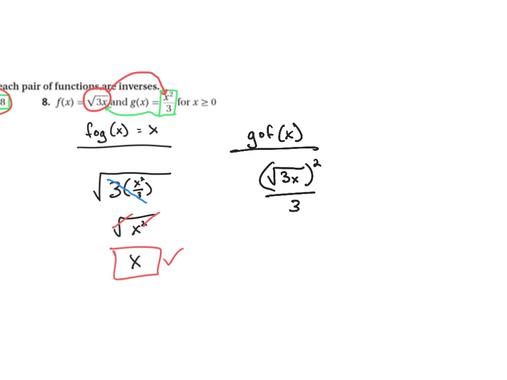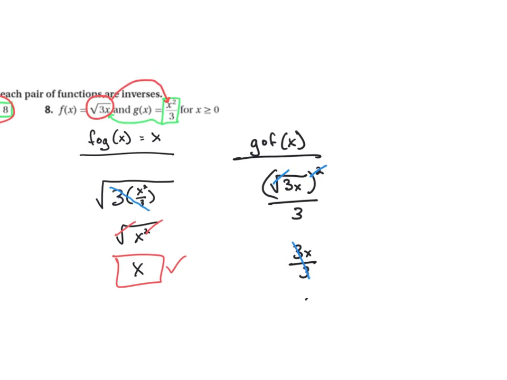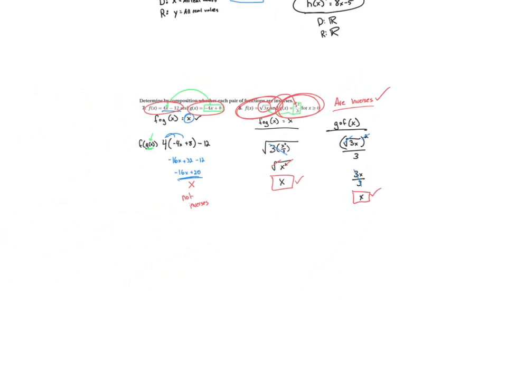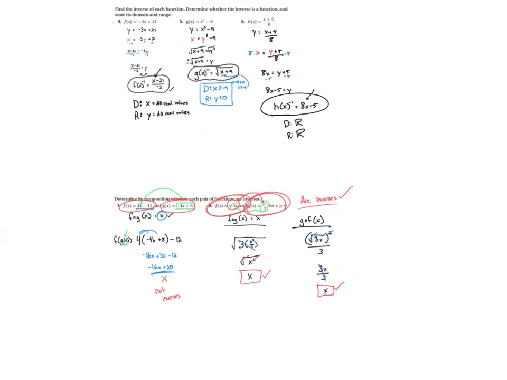Okay, now let's start evaluating. The square and the square root cancel each other off on that top. So then we've got 3x over 3. 3 divided by 3 gives you 1, and we are left with x. This works. So therefore, these two functions up here are inverses. Yay! And we're done. That's what it looks like, right? So that's what you're going to need to be doing on this one right here.